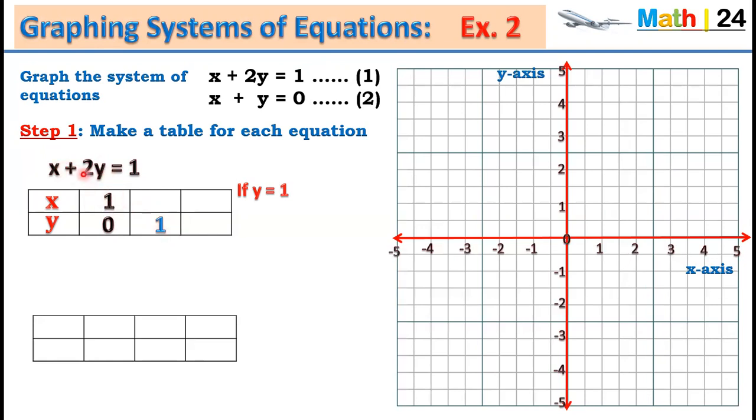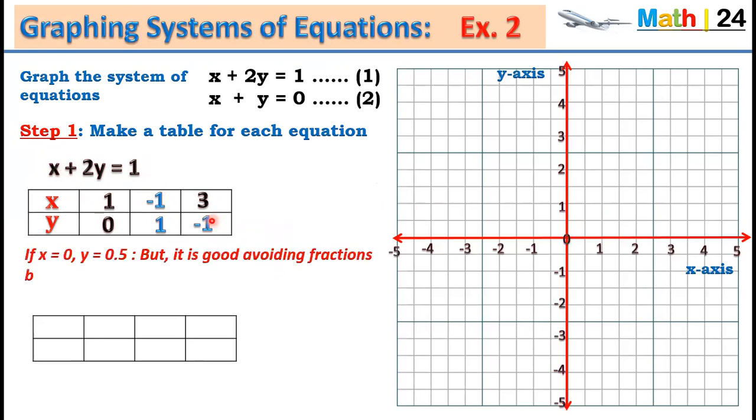So if y is equal to 1, you have x plus 2 times 1, that's x plus 2 is equal to 1. So x must be equal to -1. And you can take 3: if x is equal to 3, 3 plus 2 times which number will give us 1? So y should be equal to -1, so that times 2 gives us -2.